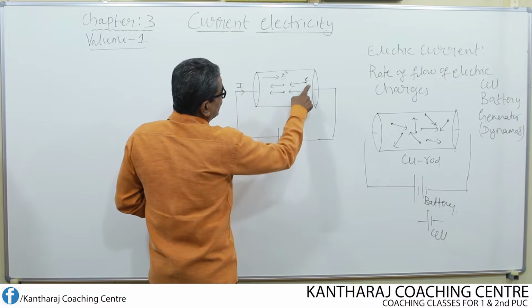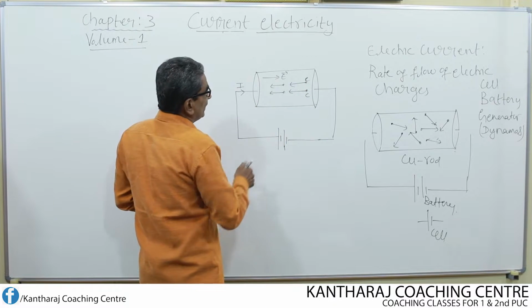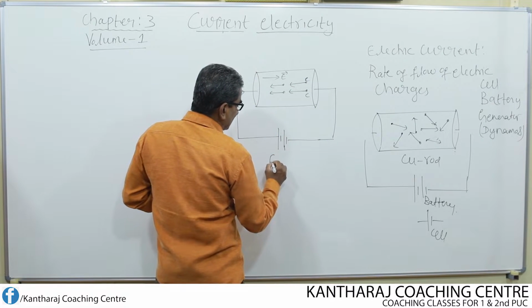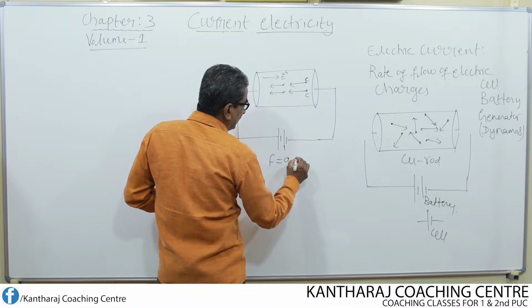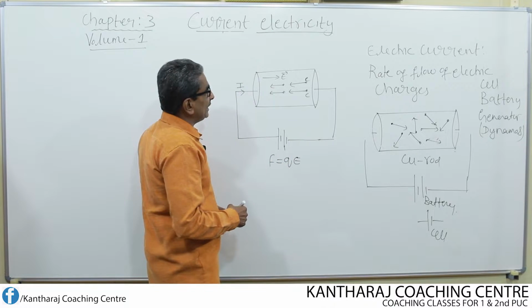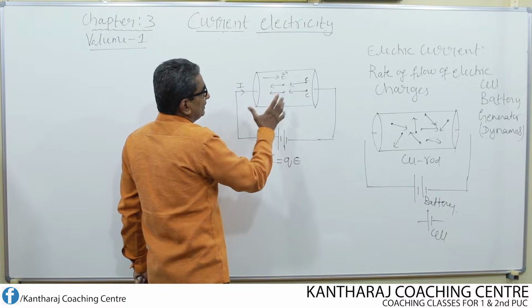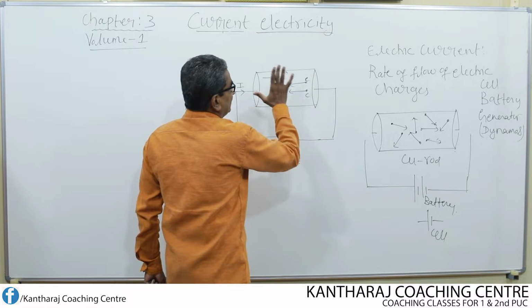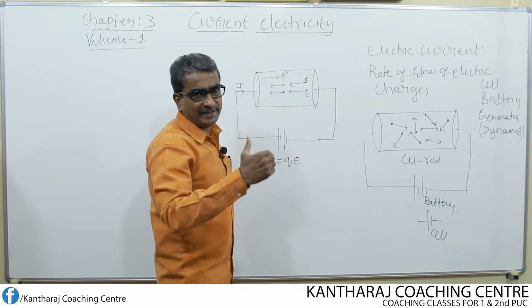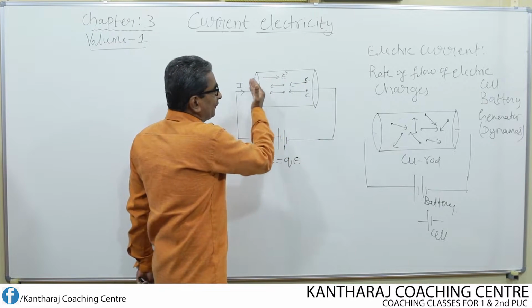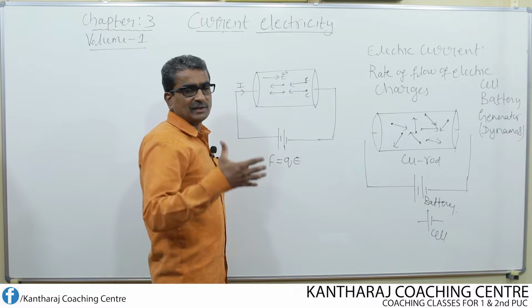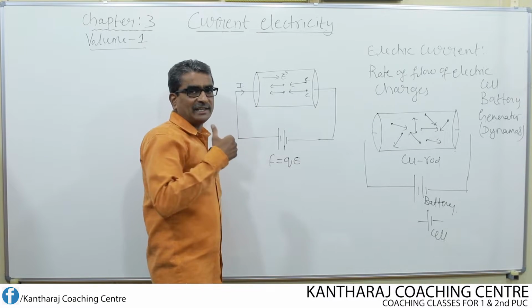Here, what is the force acting on each electron? As we know, the force acting on each electron is given by F equal to Q into E. If more and more electrons flow, then the strength of the current in this conductor will be high. If a smaller number of electrons flow, then the strength of the current is low.